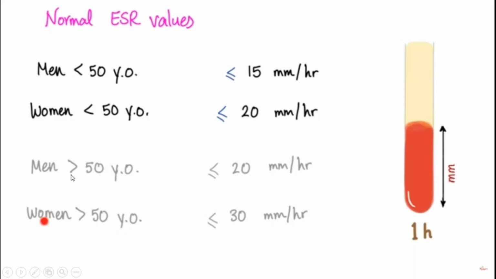For the men who are older than 50 years old, their ESR value is equal or smaller than 20 millimeter per hour, and for the women who are older than 50 years old, their ESR value is smaller or equal to 30 millimeter per hour.